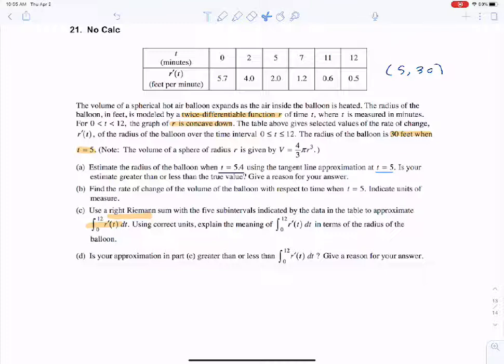Okay, so I think you guys would agree what they're really asking for is, we're addressing concavity again, but we have to be a little bit careful. They told us R is concave down. So, hold on one second. So we got our value, and now we want to know, is this approximation greater or less? I'm trying to figure out what we are doing here. Give me 1 second.